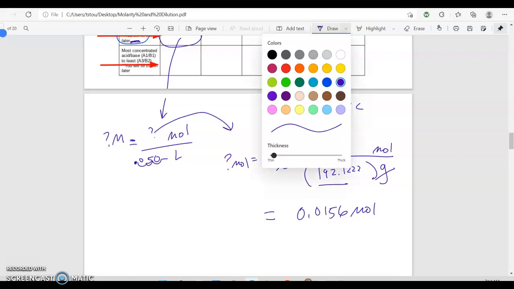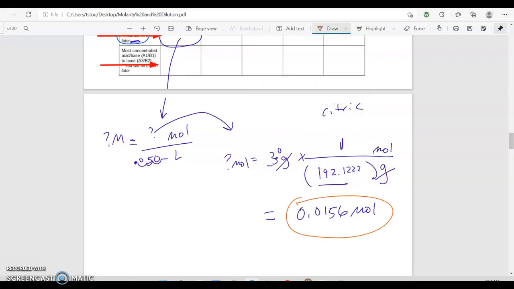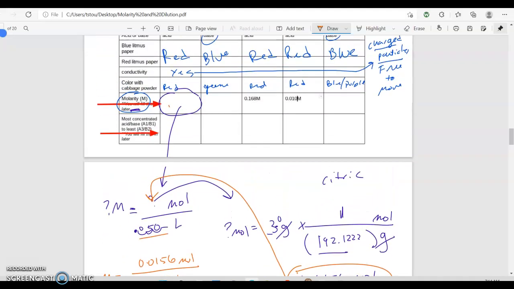That moles number will go right up here. So that molarity is equal to moles, 0.0156, and how many liters? 0.05 liters. If I divide those two, I get it to equal 0.312, or 0.31 to keep 2 sig figs. That's all I can do for this. So that's what I put here, 0.31 molar.